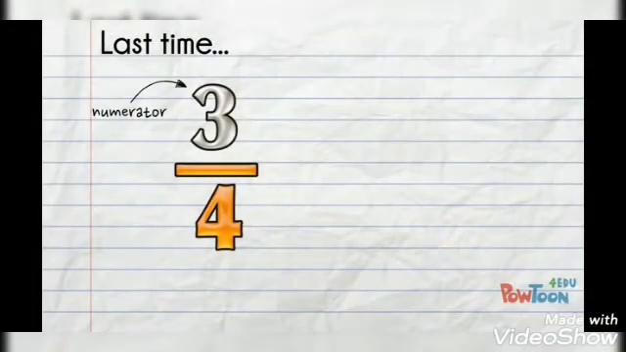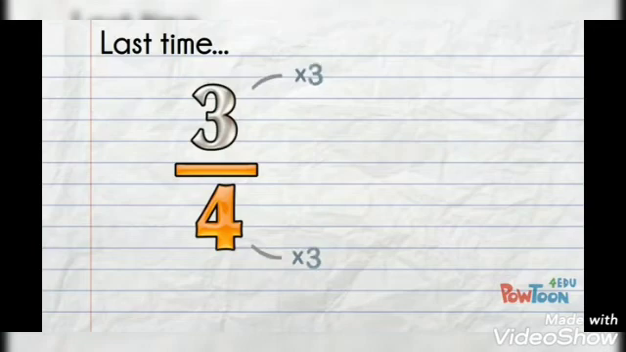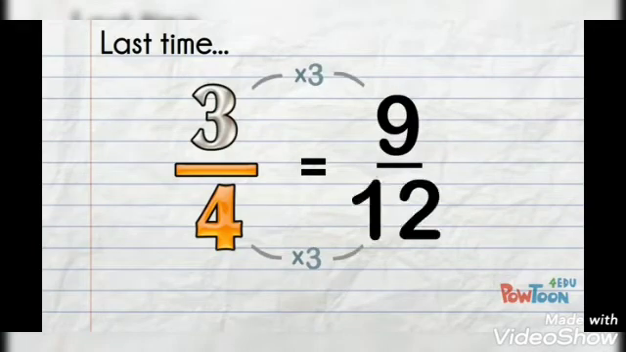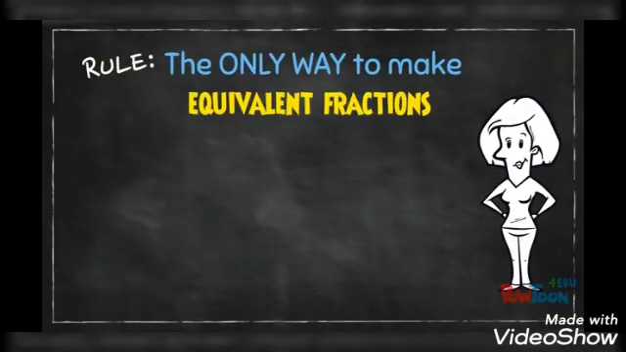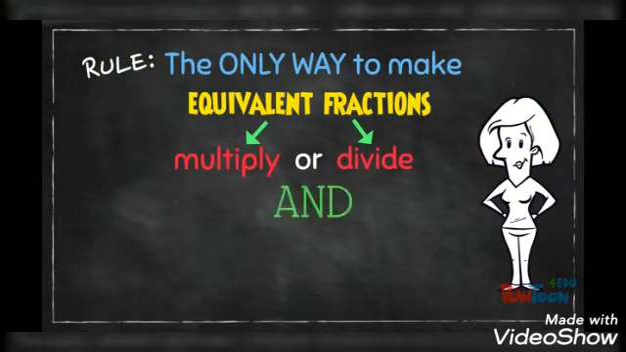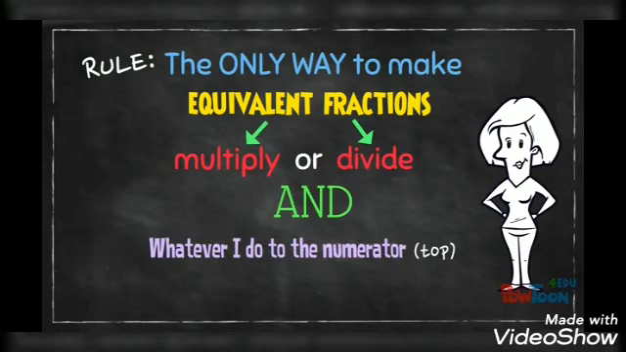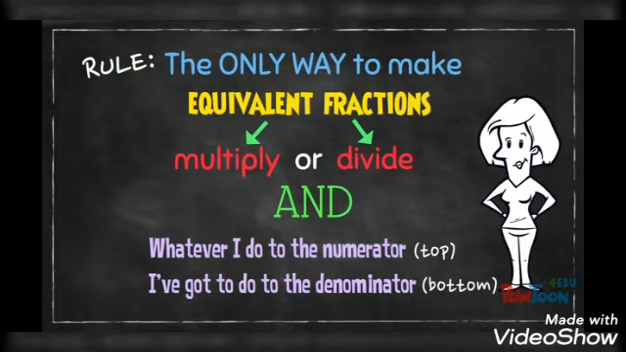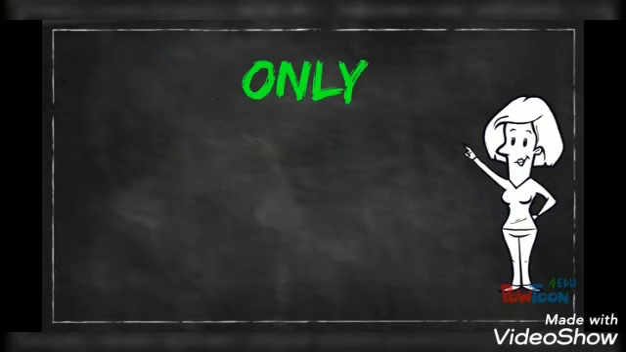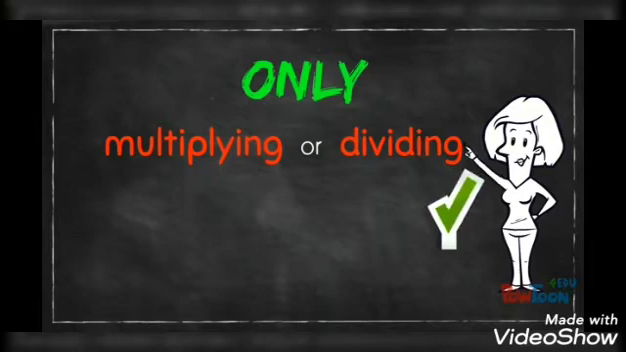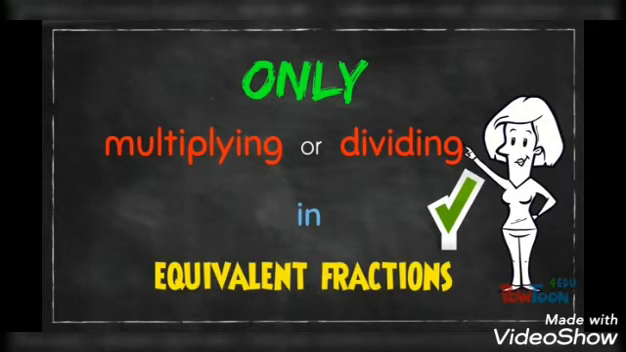So last time, dear children, we discussed making equivalent fractions. We multiplied the numerator and the denominator by 3, so we got 9 upon 12. So the rule is the only way to make equivalent fractions is by multiplying or dividing, and whatever I do to the numerator, I have got to do to the denominator. So we are not going to do any adding or subtracting, only multiplying or dividing in equivalent fractions.